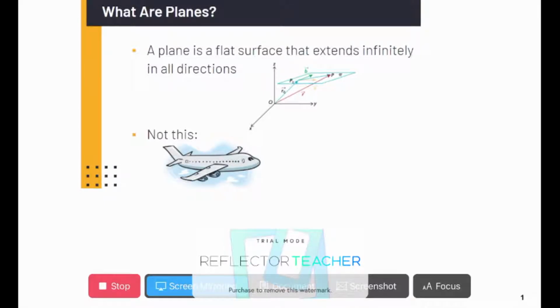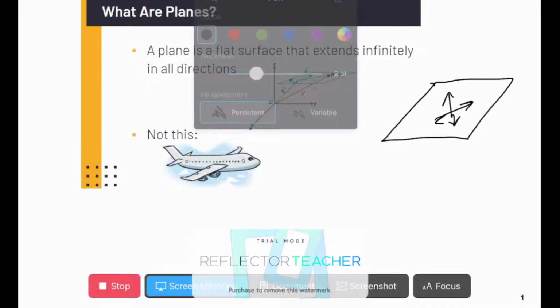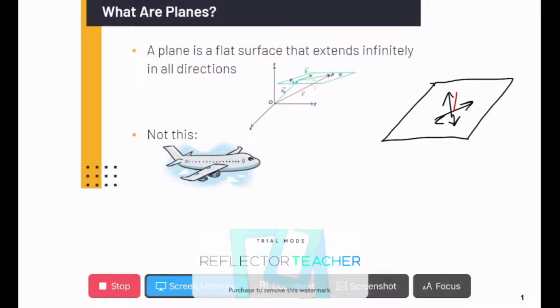Let's talk about planes. At the end of our last video, we talked briefly about that idea of a plane. So that's a two-dimensional surface that extends in two directions, rather than the lines we've talked about previously, which extend in two directions, but in one dimension. So let's define here, what kind of planes are we talking about? A plane is a flat surface that extends infinitely in all directions.